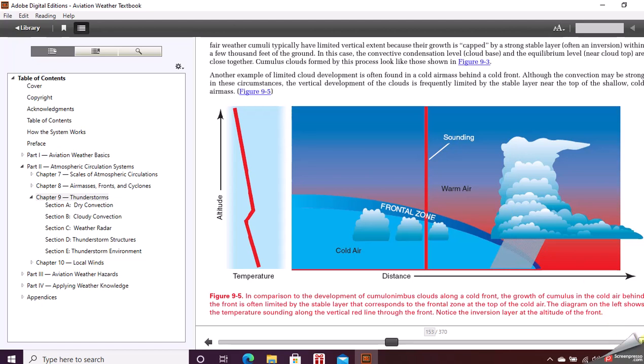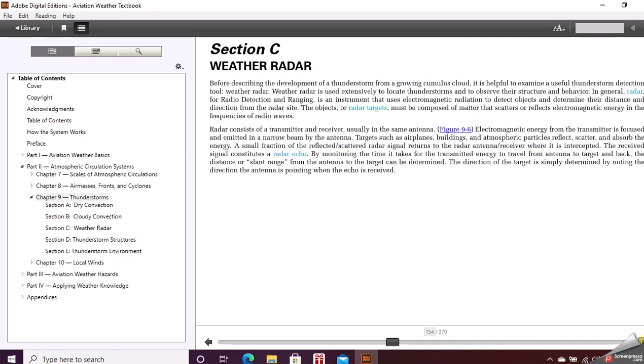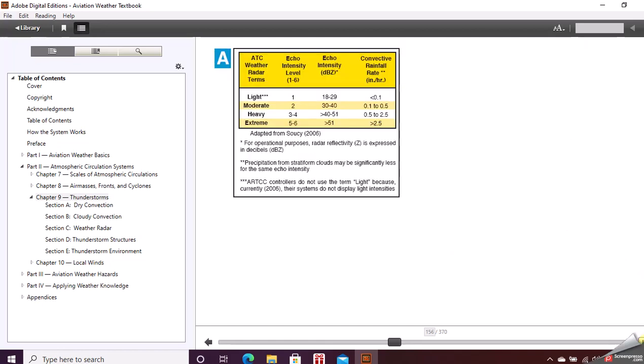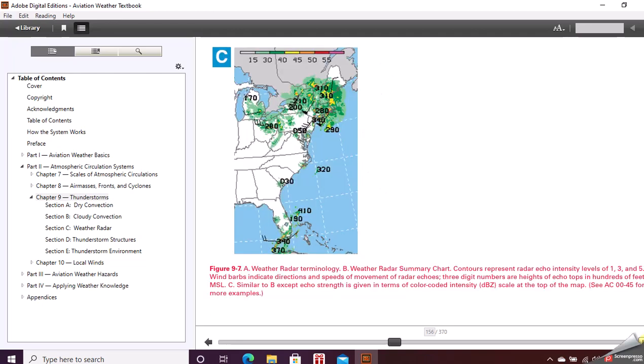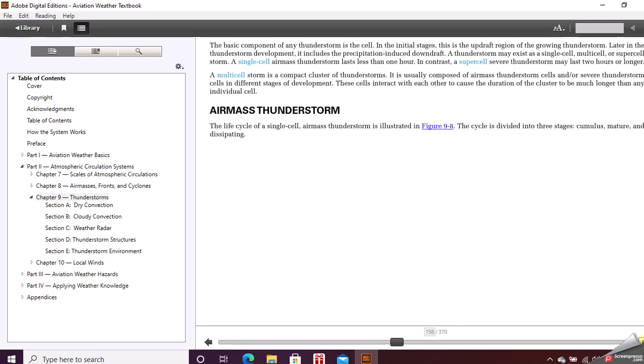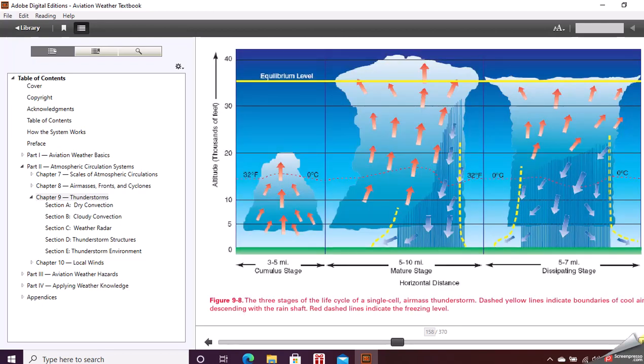So, moving on here, there's lots of radar stuff here. I'm going to go into that in a little more depth when we get into it. I have a whole bunch of radar images and stuff I'll show you. But let's just talk about these thunderstorms.